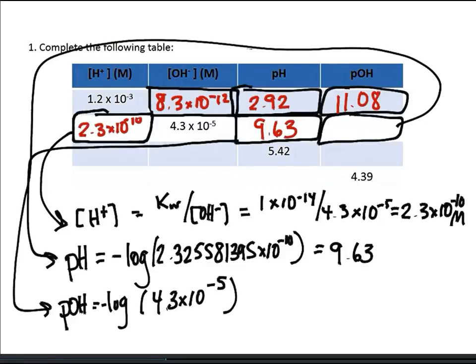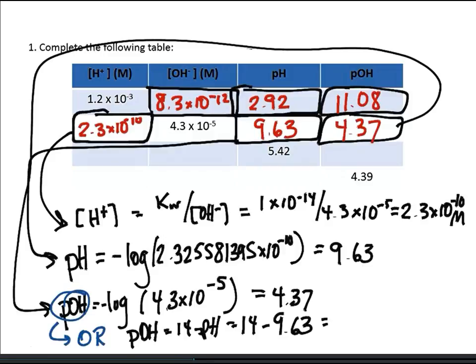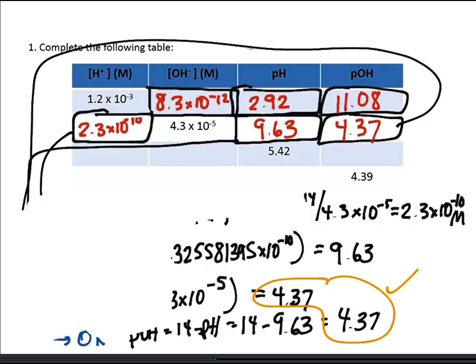And then pOH, we can solve one of two ways. It's either the negative log of the hydroxide ion concentration, 4.37, or it is 14 minus 9.63. There's always sort of two ways to do the last one. That should still give you 4.37. It shouldn't matter. But you can always use that as a check. Yep, got the same answer. That's good. I feel good.